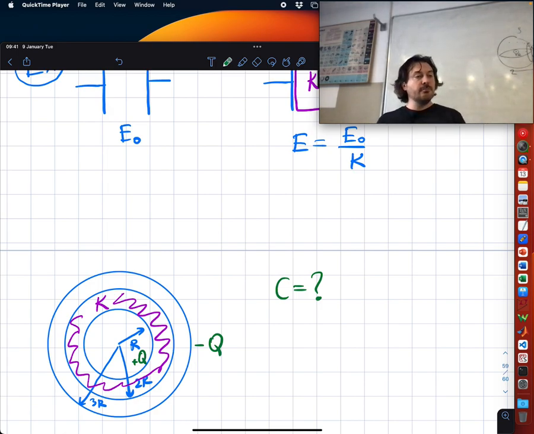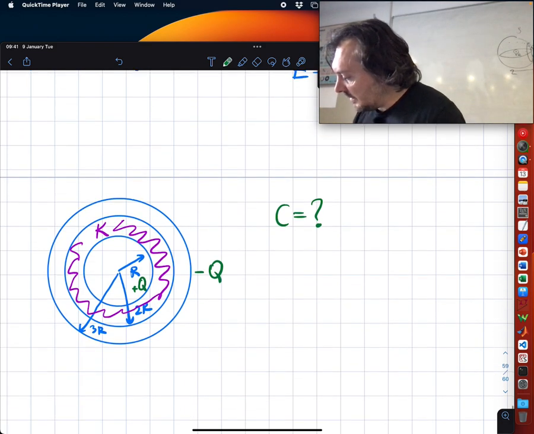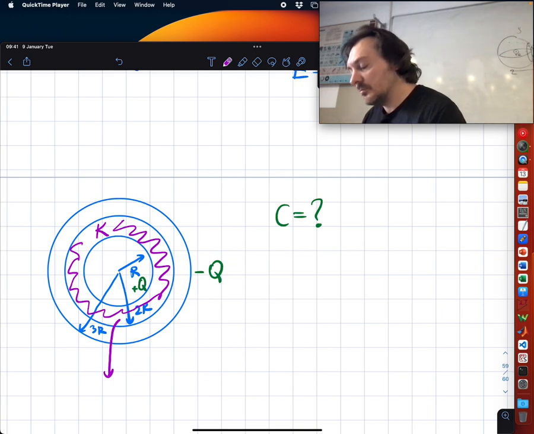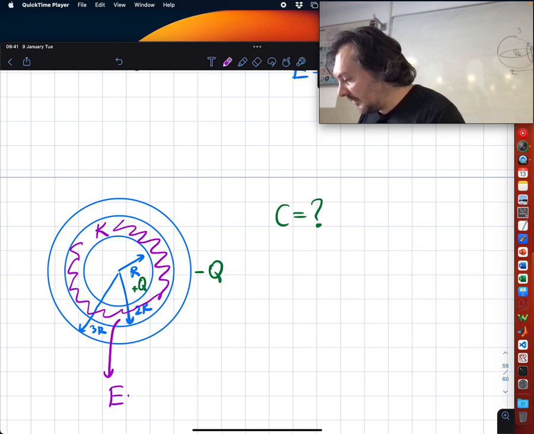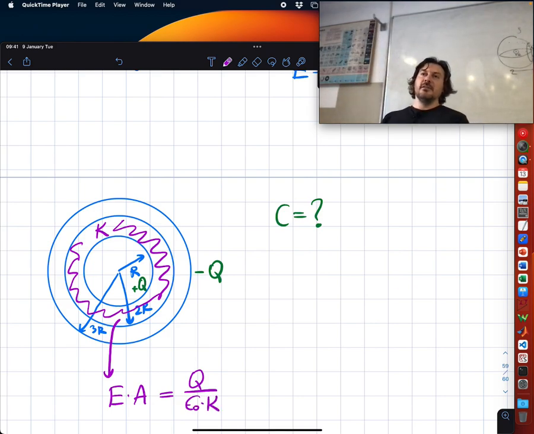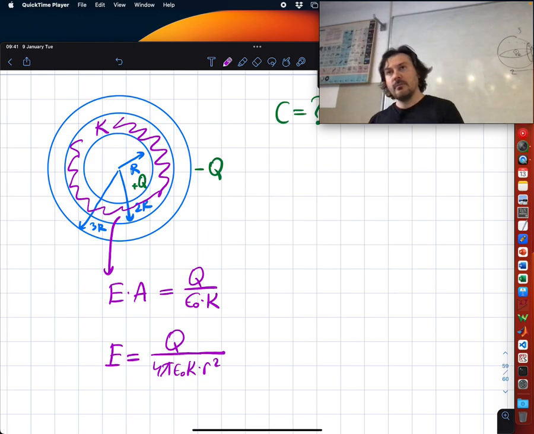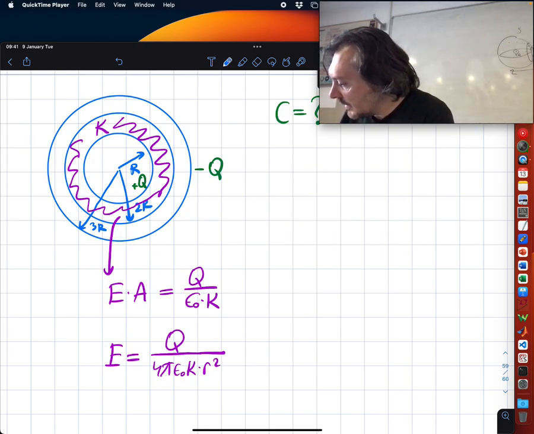How would you approach this problem? I would find first the electric field with Gauss's law, then potential, then capacitance. Very good. So what is the electric field in here? E times area is Q over epsilon 0 times K. So now E equals Q over 4 pi epsilon 0 K R squared. That's the electric field for the inside. For the outside, it's the same as usual: Q over 4 pi epsilon 0 R squared.